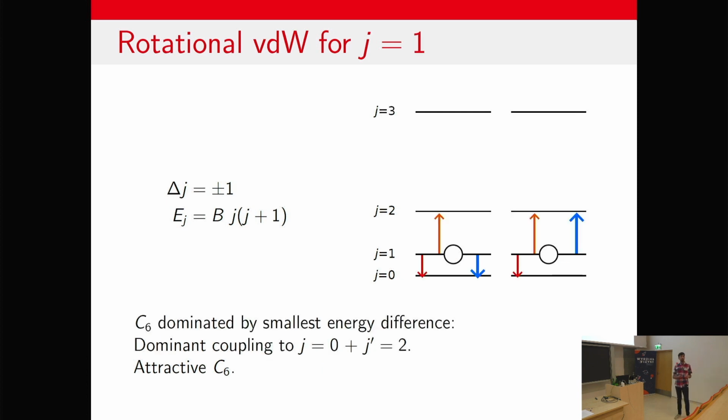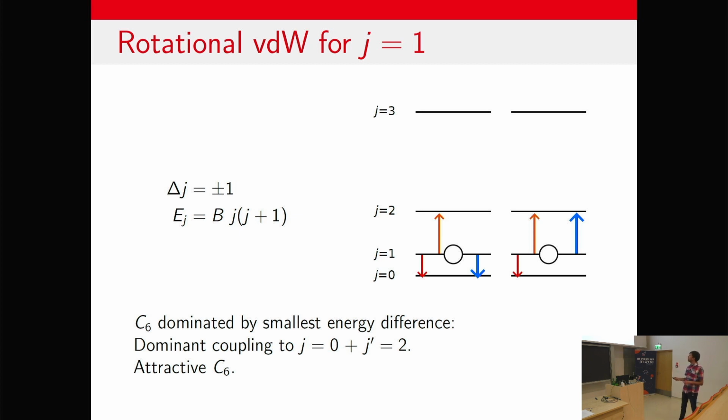What happens if we put both molecules in j equals 1 is that we suddenly have a couple more options. We can couple to both molecules being excited by one more quantum. We can de-excite both molecules, which already has a smaller energy difference. But actually, the smallest one you get by exciting one molecule and then de-exciting the other. Now, because the energy levels are spaced like j times j plus 1, this excitation energy is larger than this de-excitation energy. So again, you're coupling to a higher lying state, you get attractive interactions.